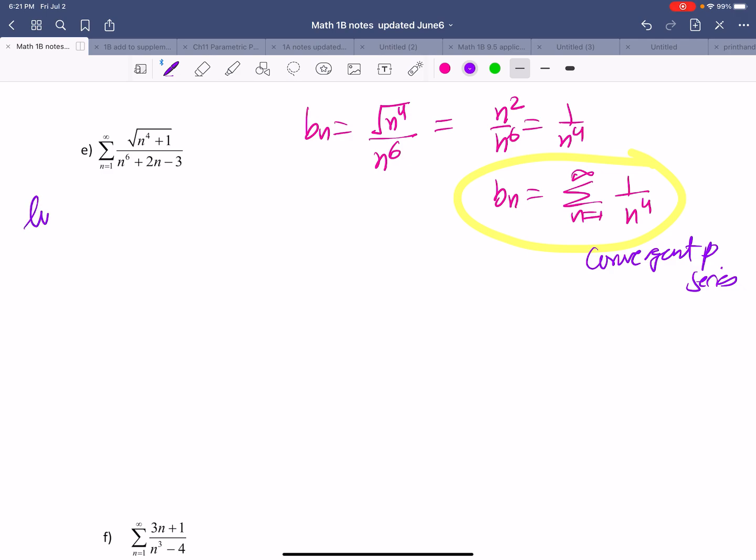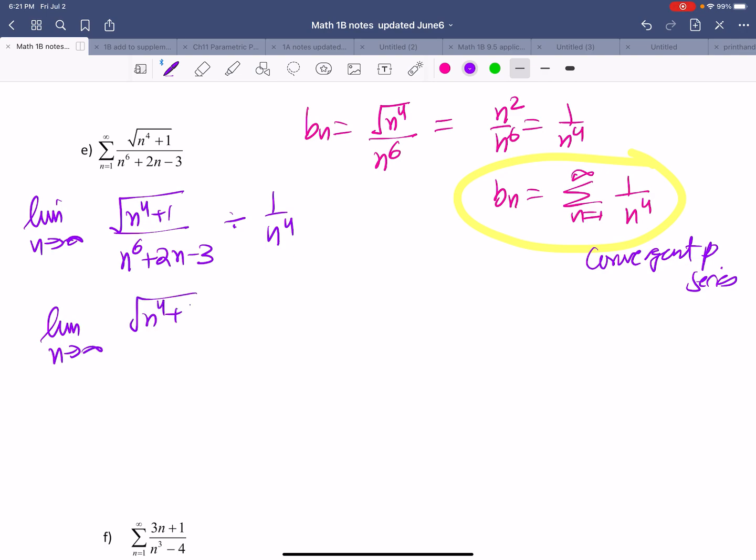Now let's go ahead and do the limit comparison test. What happens if the limit turns out to be 0 or the limit turns out to be infinity? In that case, the limit comparison test would be inconclusive. We would not be able to say anything based on limit comparison test. So limit n goes to infinity, square root of n to the 4th plus 1 over n to the 6th plus 2n minus 3, divided by 1 over n to the 4th. That is limit n goes to infinity, square root of n to the 4th plus 1 over n to the 6th plus 2n minus 3, times n to the 4th.